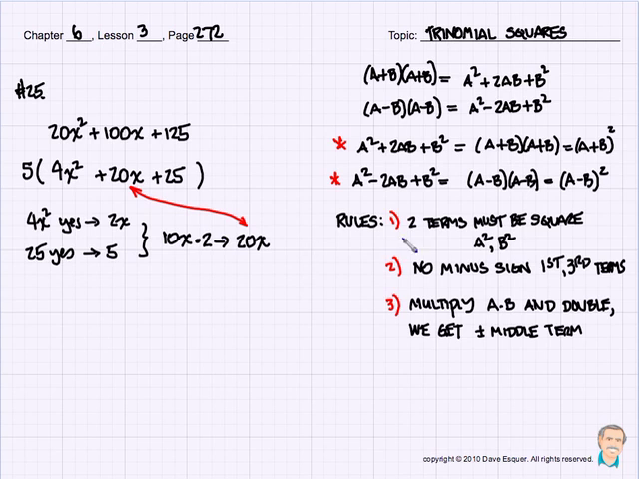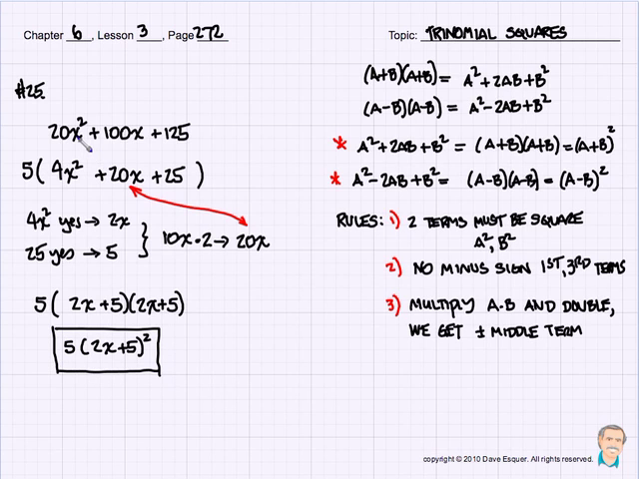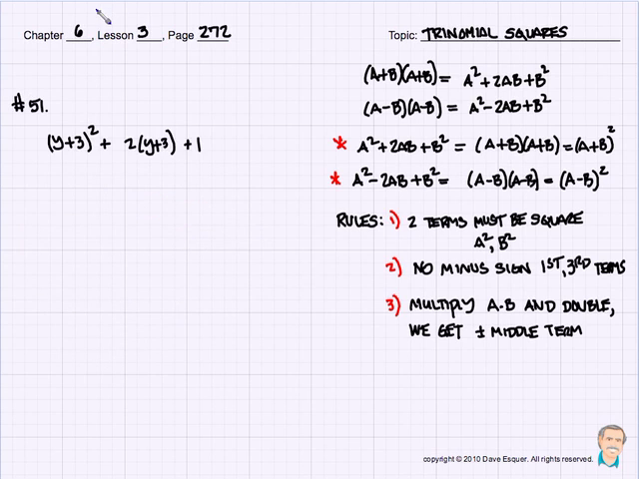So from all this information, we know that rule number 1 works. We know that rule number 2, there's no minus sign, works. We know that rule number 3 works. So the factors turn out to be 5 times 2x plus 5 times 2x plus 5, or 5 times the quantity of 2x plus 5 squared. So the factors for 20x squared plus 100x plus 125 turn out to be 5 times the quantity of 2x plus 5 squared. This takes a little practice, but you'll get the hang of it.